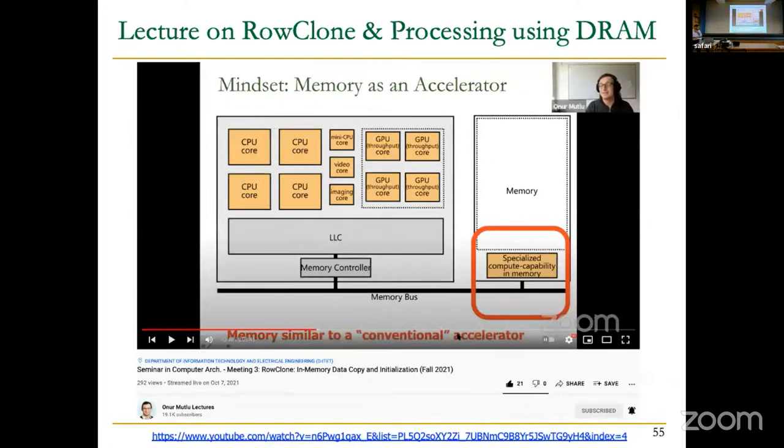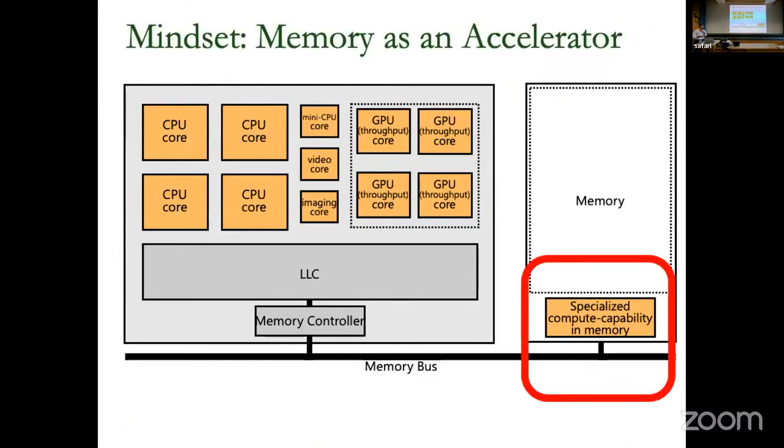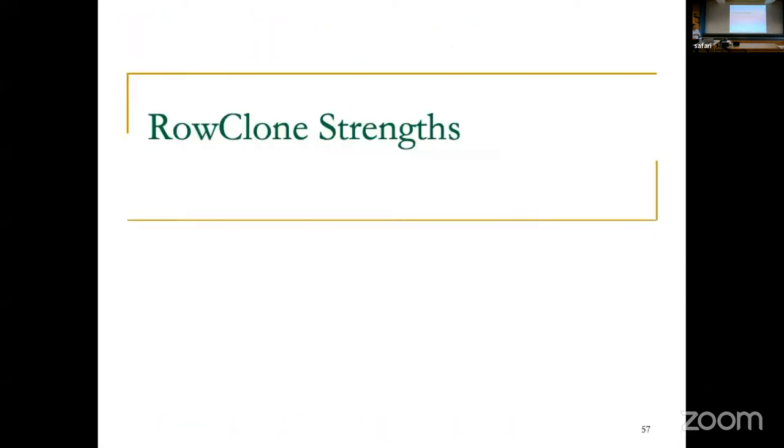A lecture that Onur gave on RowClone. And what I want to highlight here is that now we are moving to this mindset where we want to have some specialized computing capability in my memory itself. And I want to be able to not only store data in memory, but I also want to tell my memory: copy data, copy with zeros, copy with ones. And later on, I want to tell my memory, do an addition or do a subtraction. I don't want it to just be sitting there storing data. So it gives more power to the memory device itself.